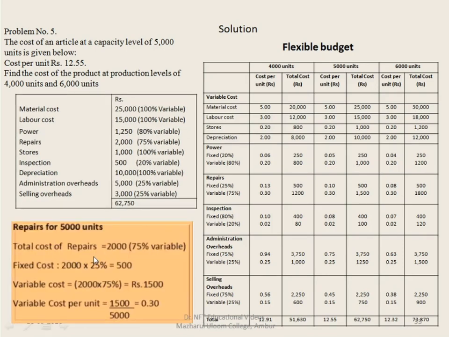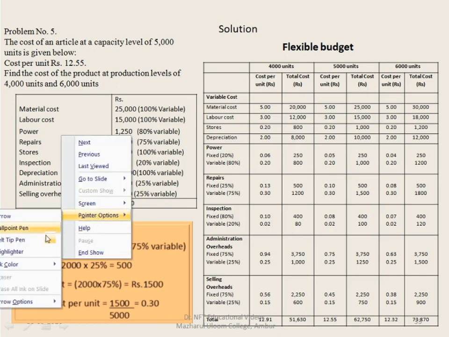Now next, repairs. The same way we'll prepare for repairs. 2,000 is the amount given for repairs at 5,000 units. 75% is variable, so 25% is fixed cost. So 2,000 into 25% is 500. Fixed cost is 500. Variable cost is 2,000 into 75%, that is 1,500. Per unit cost is 1,500 divided by 5,000, that is 0.30.